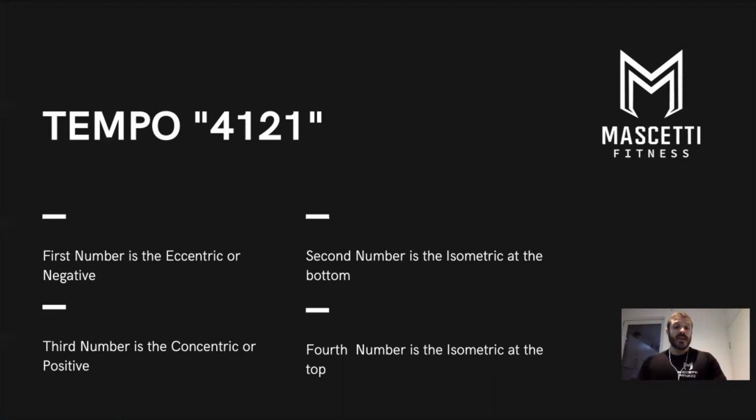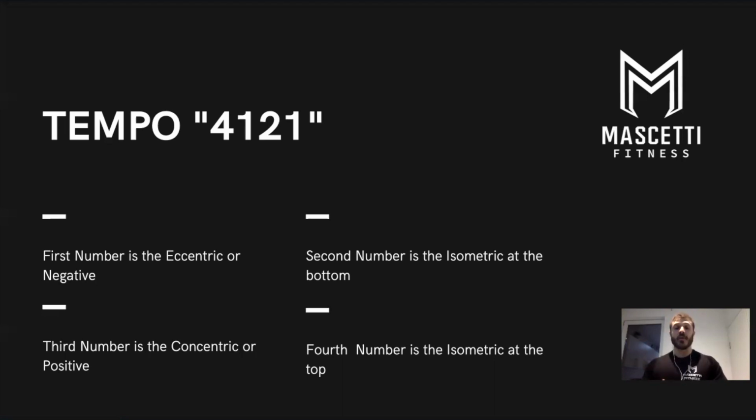The second number is the isometric, and it's isometric at the bottom. So for example, if I'm doing a push-up, I'm going to take 4 seconds to go down, and then the number 1 is going to be my hold at the bottom. So isometric, hold at the bottom, that's the second number.